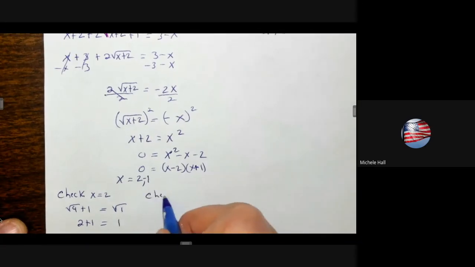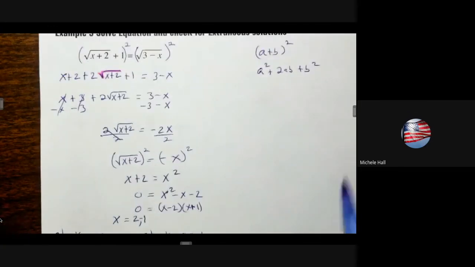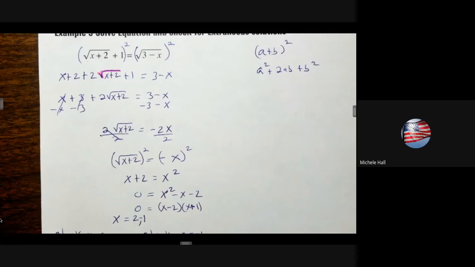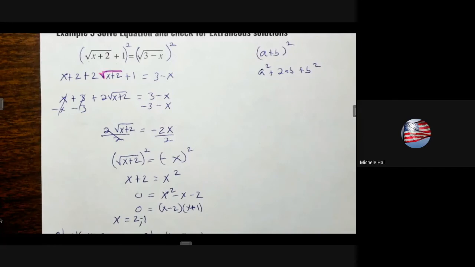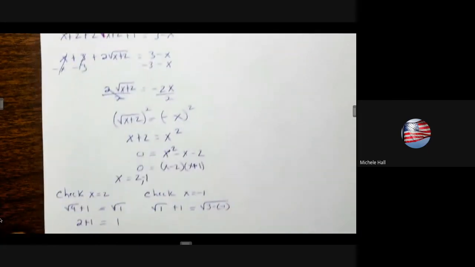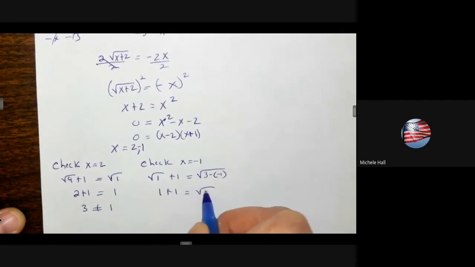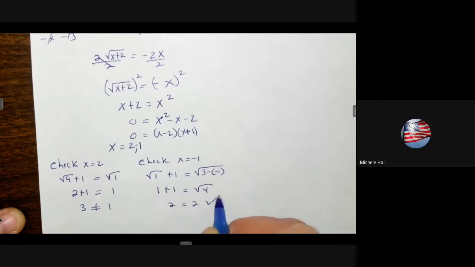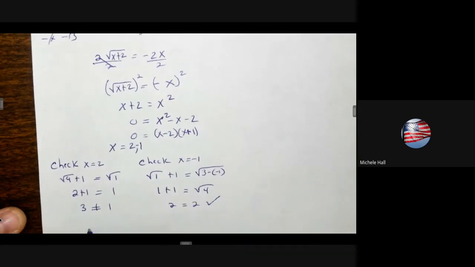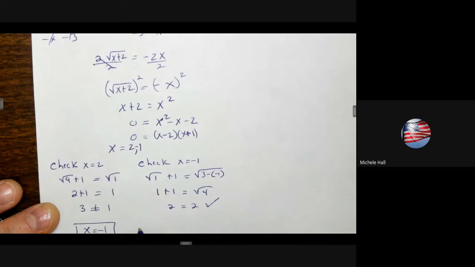Let's check x equals negative 1. That would be negative 1 plus 2, which is the square root of 1, plus 1 equals, watch out on the other side for those double negatives, 3 minus negative 1. We know that x equals negative 1 is a solution, and x equals 2 is extraneous.